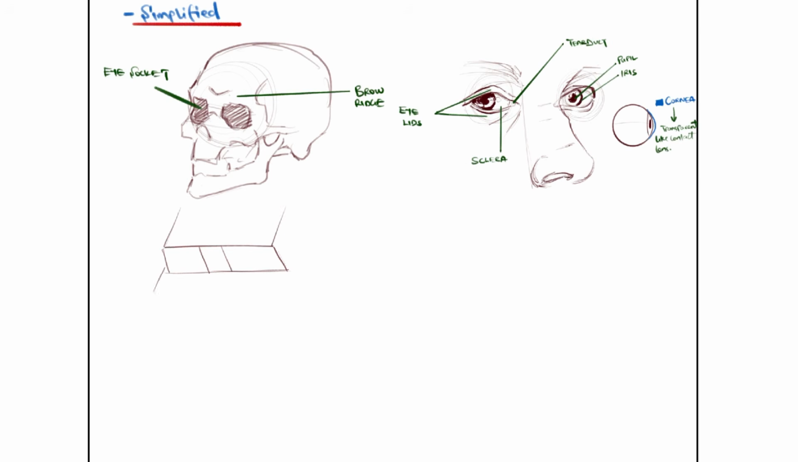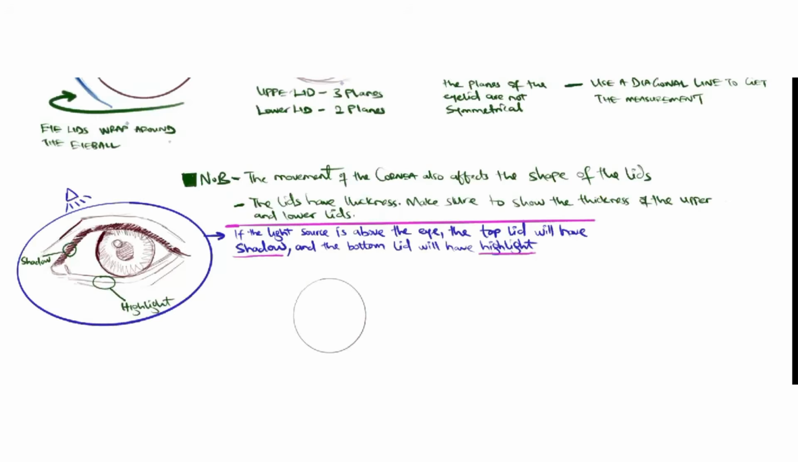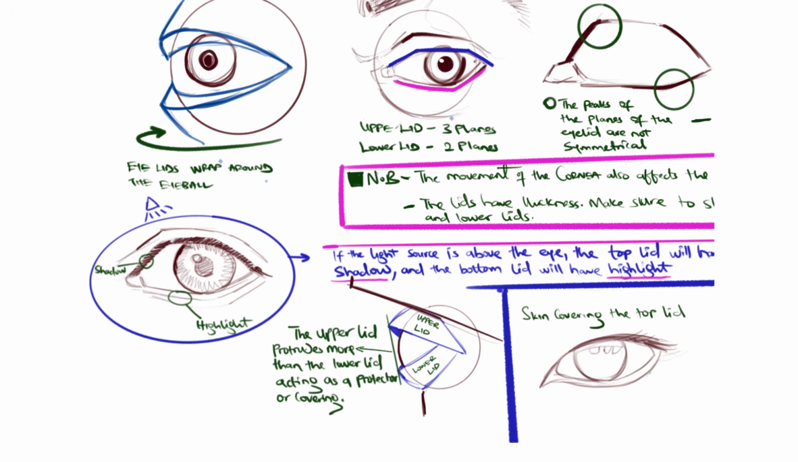So the upper lid protrudes more than the lower lid, which acts as a protector and covering. And that is why usually, depending on the light source, you will see that the upper lid usually gets a lot of light, but the bottom plane of the upper eyelid doesn't usually get a lot of light. And the same thing goes for the lower eyelid, where the top plane receives light, but the lower plane of the lower eyelid doesn't receive light.